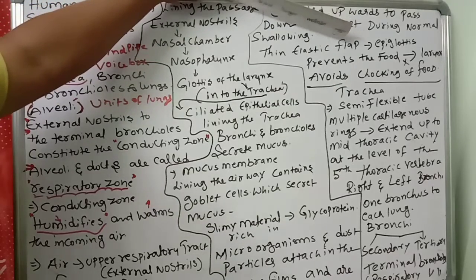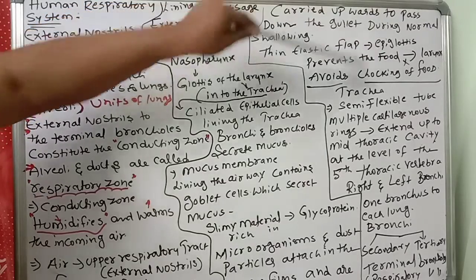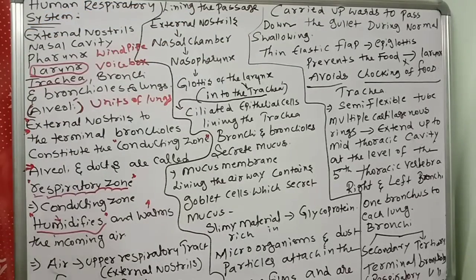What do you call that? A thin elastic flap called epiglottis prevents the food from going into the larynx. So food should not go into the larynx. Why should food not enter the larynx? It will reach the lungs, and that will be dangerous and very serious problems will arise.